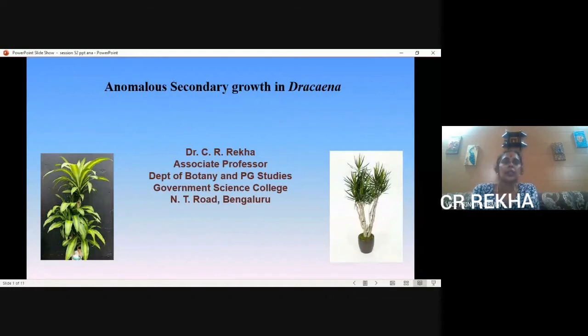Hello students. So today we shall study the anomalous secondary growth in Dracaena. In the previous video, we studied the anomalous secondary growth in Bharavia. Dracaena is a monocot plant and you can see on either side of the slide the indoor Dracaena plant.